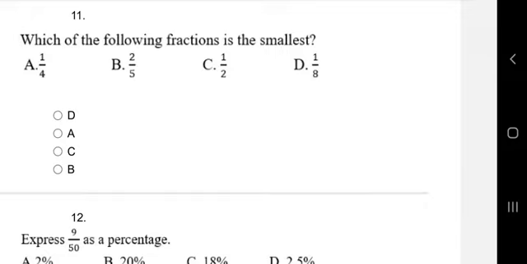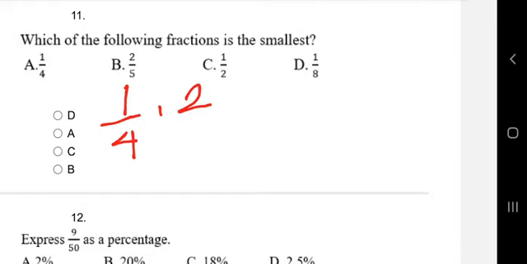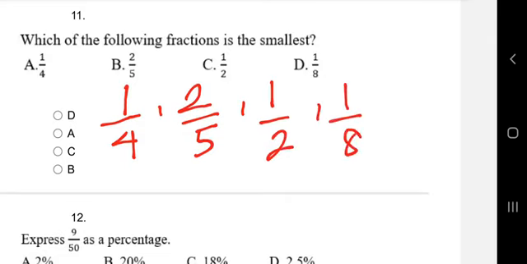So that means you want to rearrange them. So what we're going to do, we have 1 over 4 here, then 2 over 5, then 1 over 2, and then 1 over 8. So what we're going to do, we're going to look for the LCM of 4, 5, 2, 8.